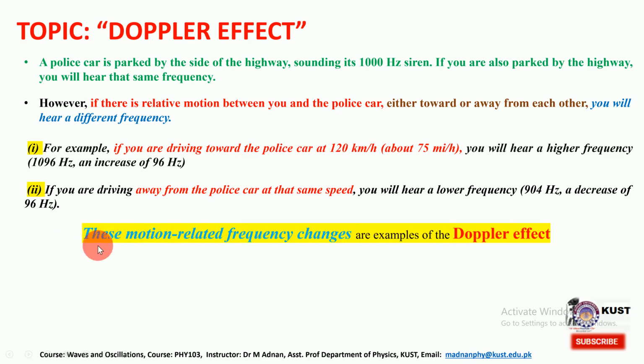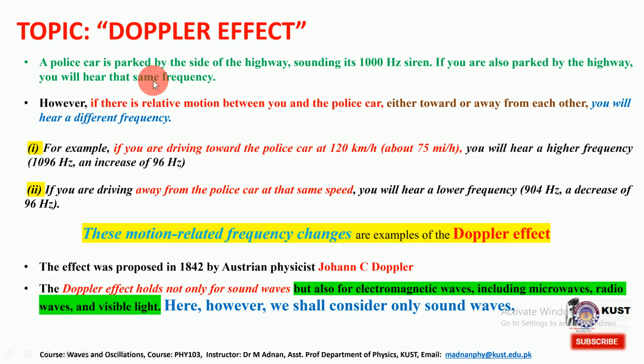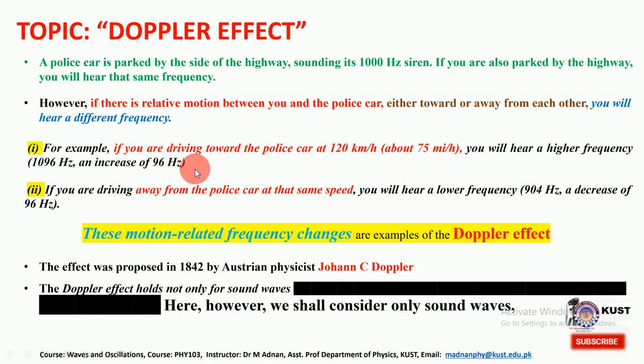Now, one can say that these motion related frequency changes are examples of the Doppler effect. This Doppler effect was proposed in 1842 by an Austrian physicist, John C. Doppler. And this Doppler effect holds not only for sound waves, that will be part of our discussion in this lecture, but also for electromagnetic waves including microwaves, radio waves and visible light. But in this lecture we will limit our discussion to the Doppler effect with respect to sound waves.